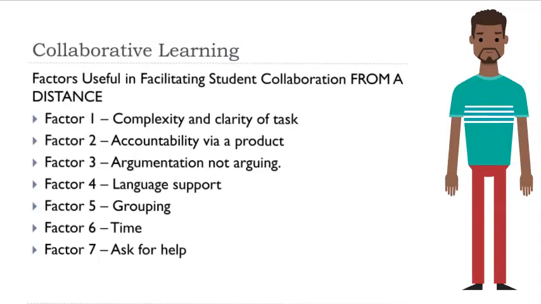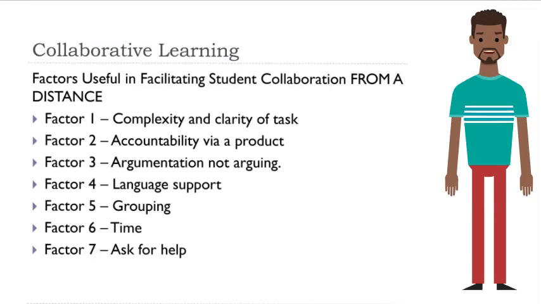Number 3, argumentation, not arguing. Students use accountable talk to persuade, provide evidence, ask questions of one another, and disagree without being disagreeable. Not just shouting, not just arguing baselessly. It has to be very persuasive, evidence-based talk, and not just disagreeing with one another.